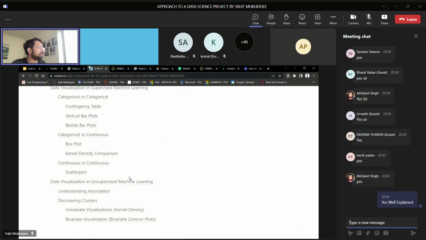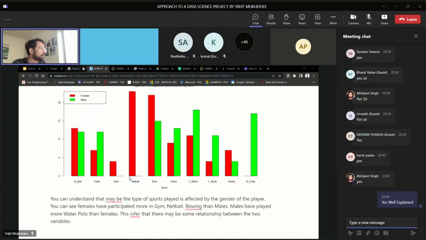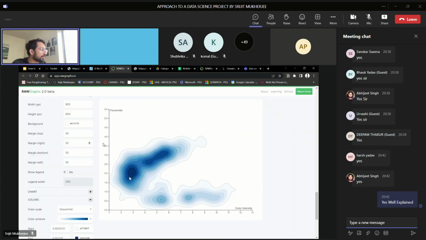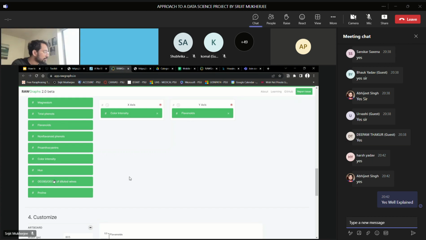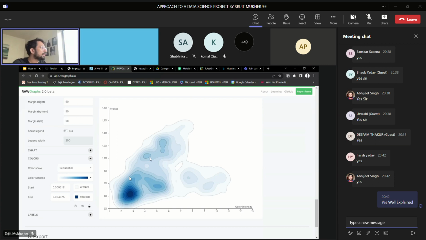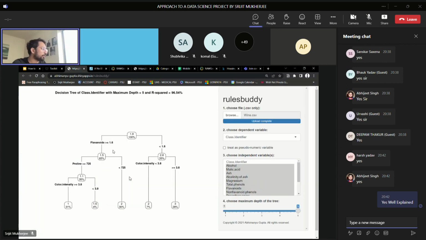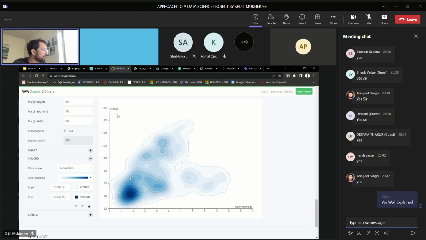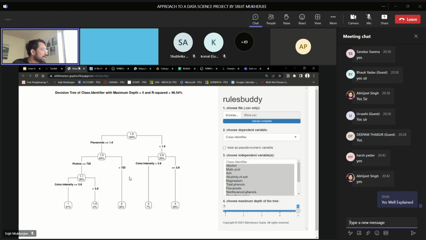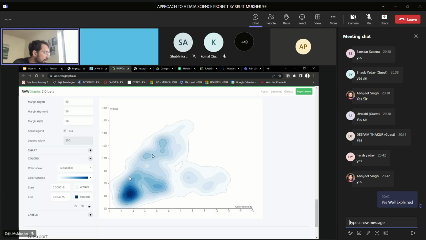Now let's do flavonoids and proline. Sorry, flavonoids and proline. So if you do flavonoids and proline, let's see. Flavonoids more than 1.6 and proline has 2 different branches, less than 725 and greater. So flavonoids more than 1.6 and proline 725, that bound. Okay.